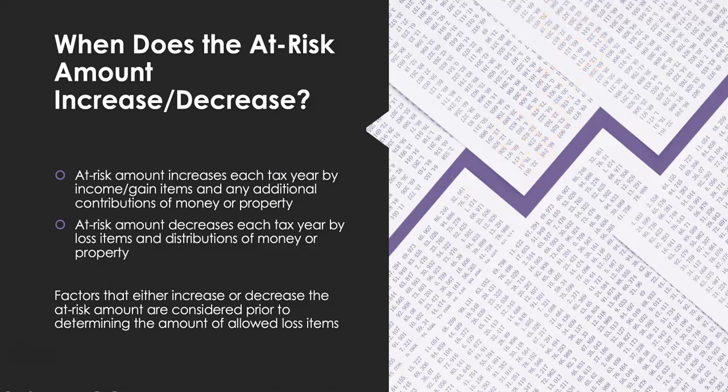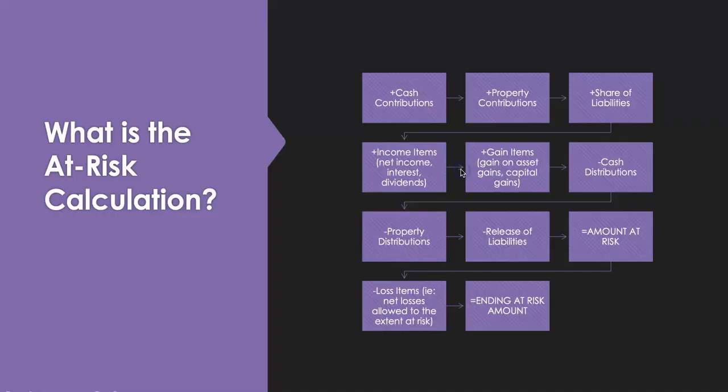When does the at-risk amount increase or decrease? The at-risk amount increases each tax year by any income or gain items and any additional contributions of money or property, and the at-risk amount decreases each tax year by loss items and distributions of money or property. So factors that either increase or decrease the at-risk amount are considered prior to determining the amount of allowed loss items.